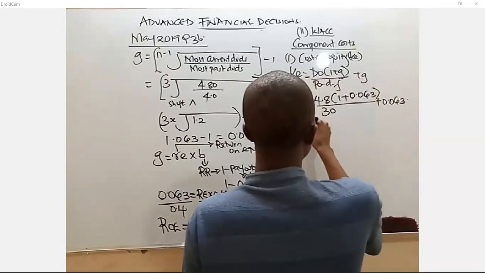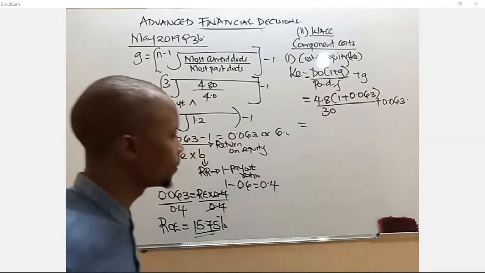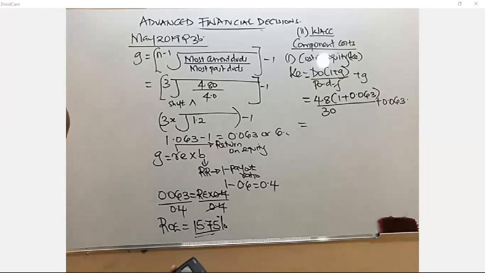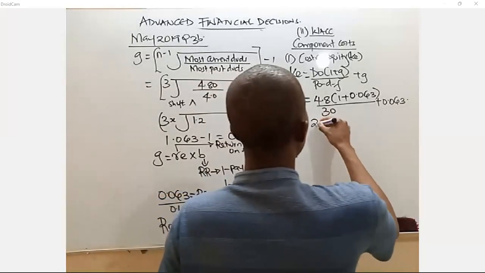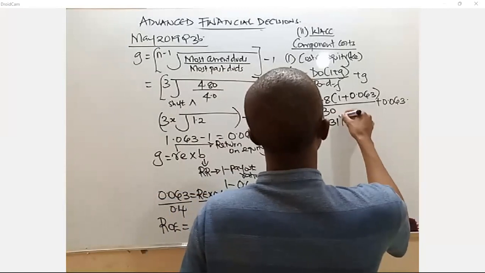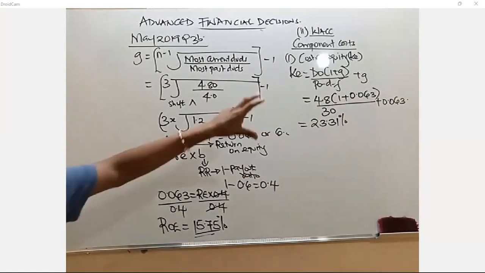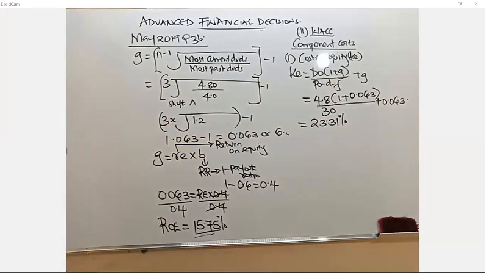Now let me do my computation straight away. It should be 1.063 times 4.8 divided by 30, plus 0.063. Someone should be telling me, Mwalimu, I'm getting around 23.31. So 23.31% is what you get as the cost of equity.